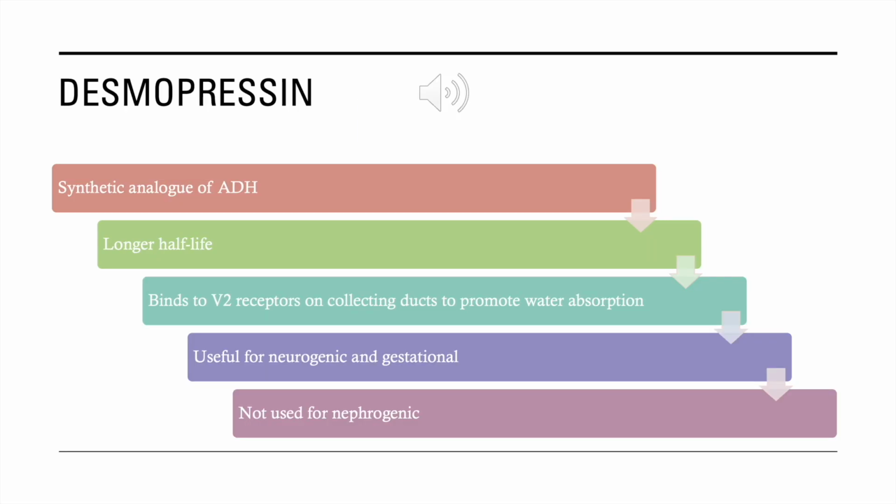Desmopressin is a synthetic analogue of ADH with a longer half-life that binds to V2 receptors on the kidney collecting ducts to promote water reabsorption. This drug is useful for patients with neurogenic or gestational diabetes insipidus to increase the amount of ADH available for use. It could be administered orally or intranasally and could potentially be used in the future pre-hospital setting as a life-saving intervention for severe cases. Whilst not currently available for paramedics to use under Australian guidelines, it is important to know that desmopressin is not a treatment for nephrogenic diabetes insipidus, as the issue is not with the amount of ADH available.